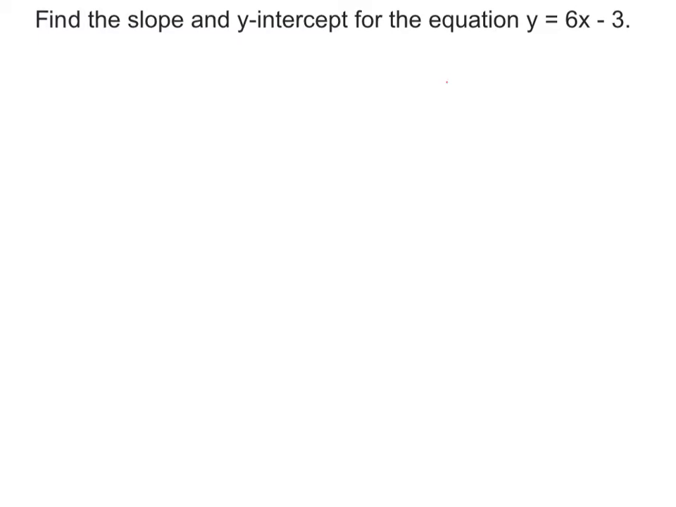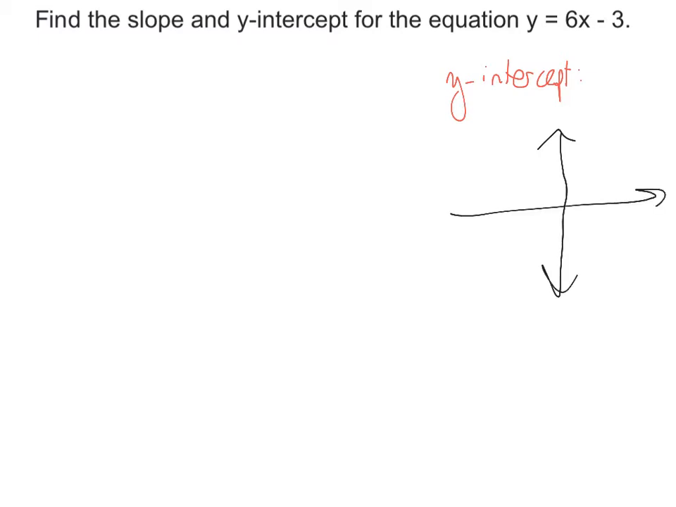Now the y-intercept is the place where this line would cross the y-axis. So if I were to draw a rough sketch of this, something like that, this point right here would be 0, comma b. That's the location where we cross the y-axis, and we use b to represent the y-intercept. So I can also say that this is b equals.